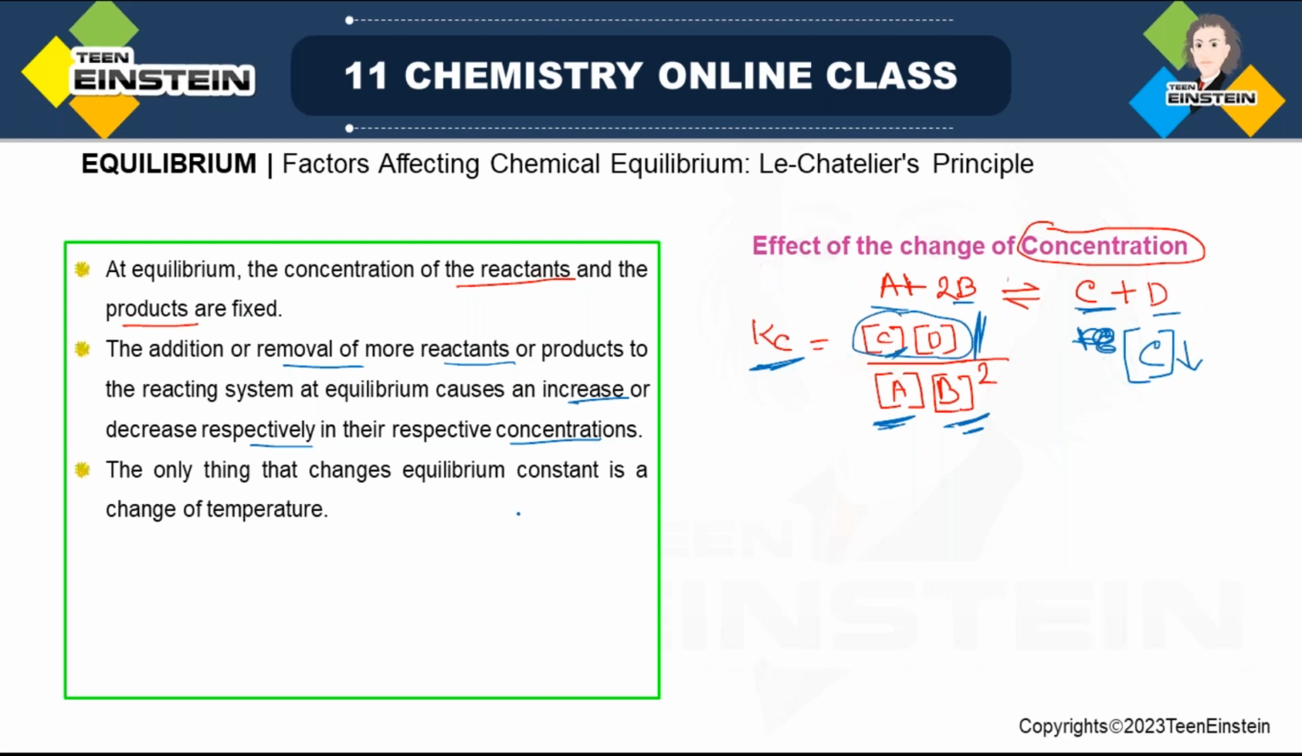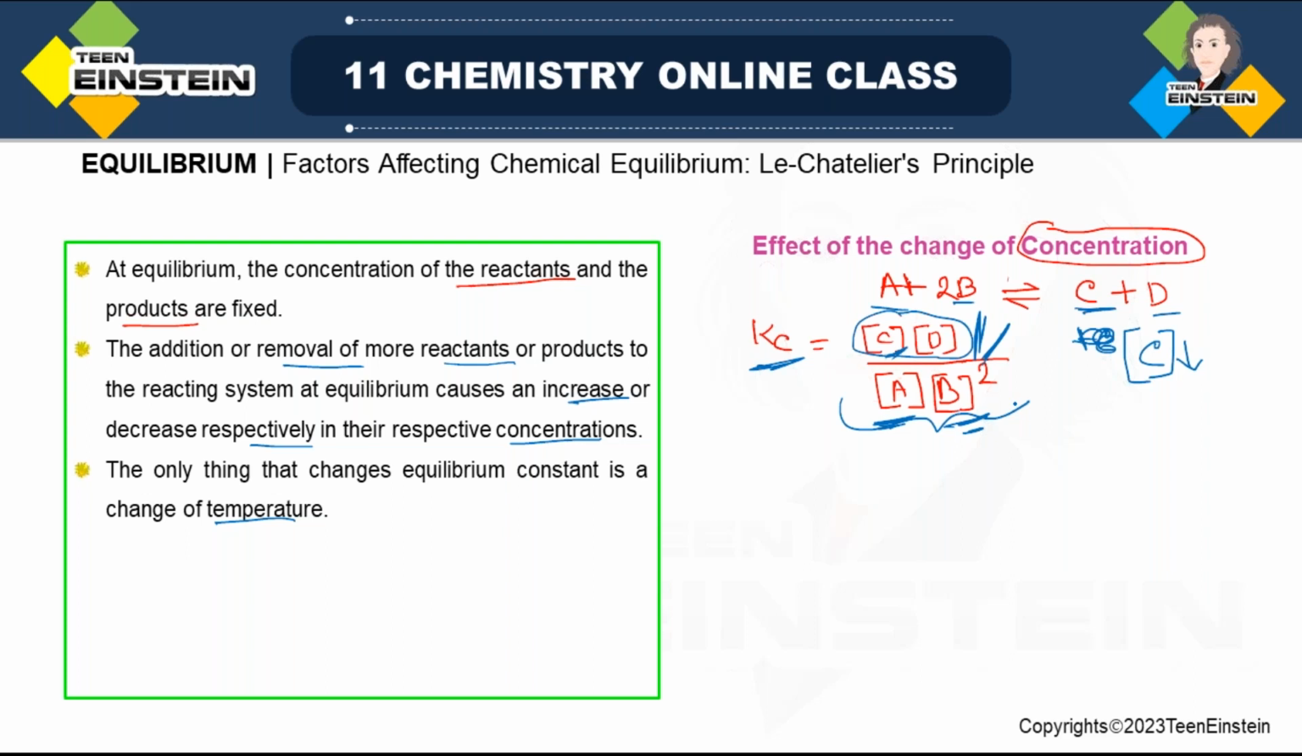The only thing that changes the equilibrium constant is a change of temperature, not any other factors. That means the equilibrium constant value Kc must be the same, and to keep it the same, moles of A and B will now react with each other and produce moles of C and D. As a result, the numerator will again increase and the denominator part will decrease. So this process will continue until you reach the original value of Kc, right?